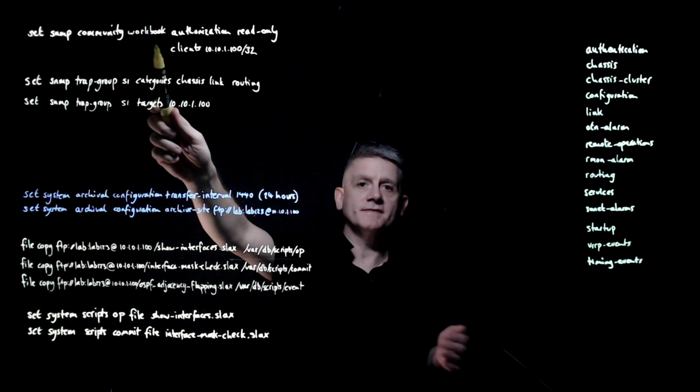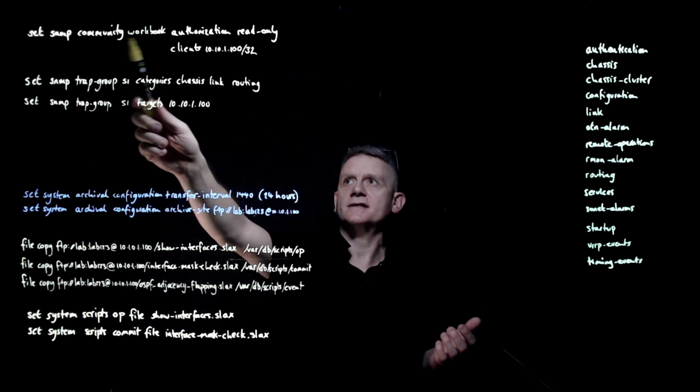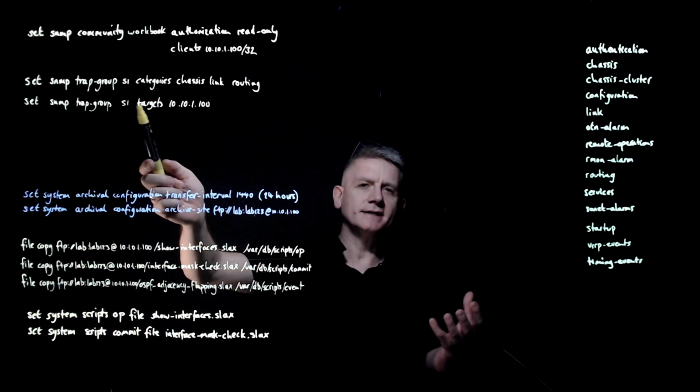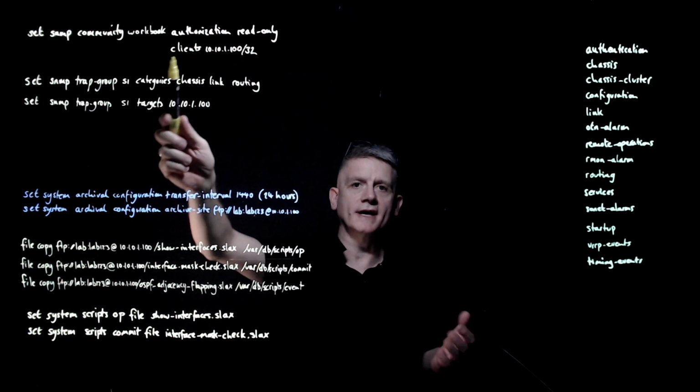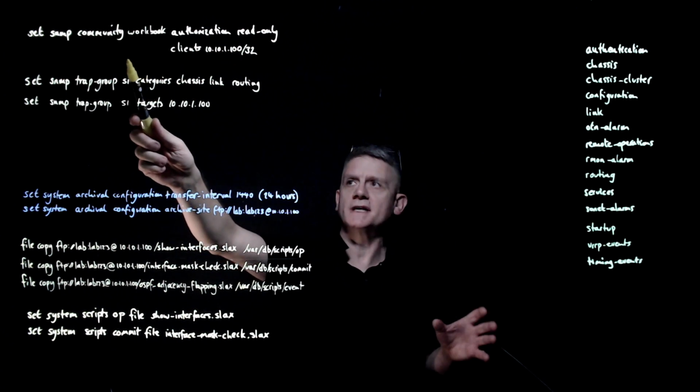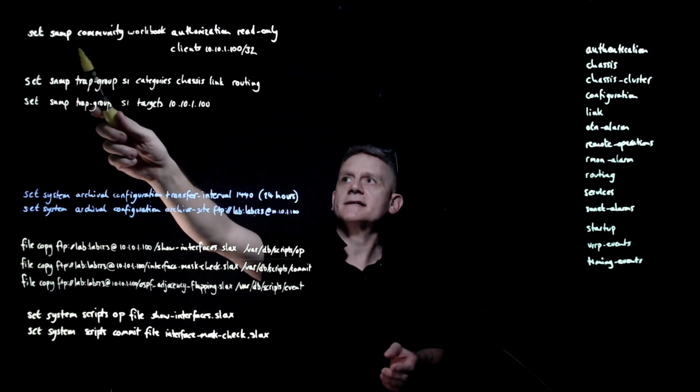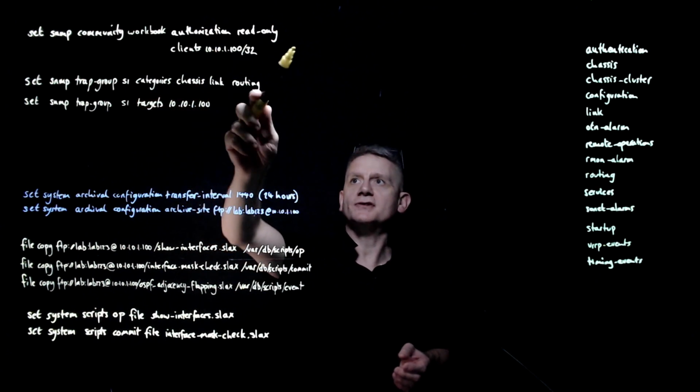Now, community names in version 2 can't be encrypted and they can't be authenticated, and so this gets sent in clear text. Hence the very real security issues with v2, which is why v3 has been designed with all of those issues dealt with. So: set snmp community workbook authorization read-only.